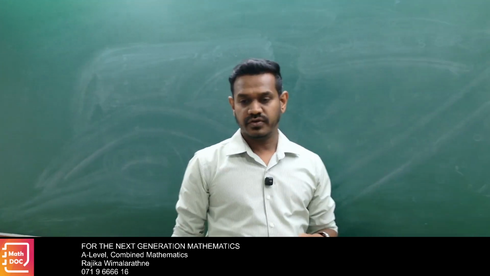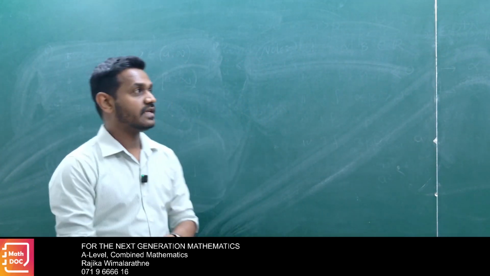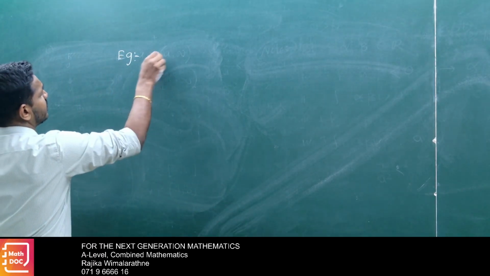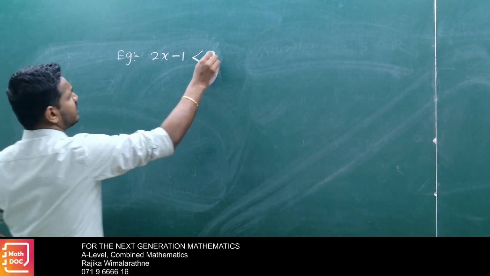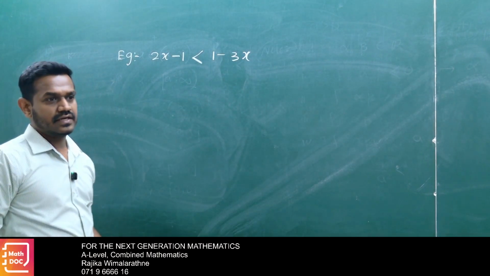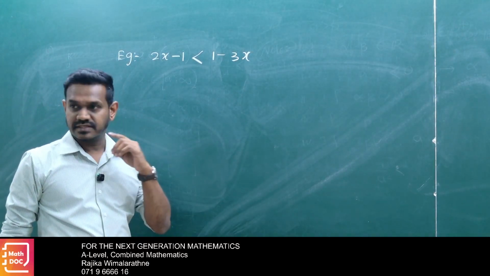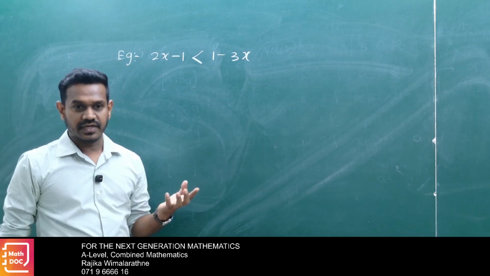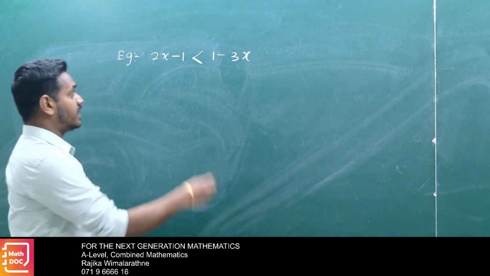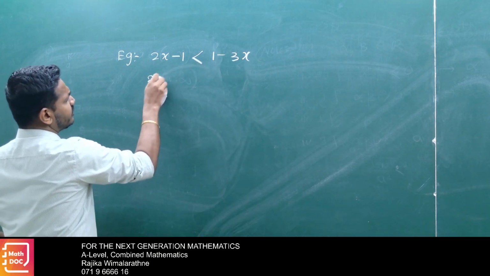Now you know linear type inequalities. Let's do it with me. Here, examples. 2x minus 1 less than 1 minus 3x. So you can take previous theorems directly and solve for x. This is linear type. Linear means x to the power 1 relation, maximum x to the power 1. Now you add 3x to both sides.